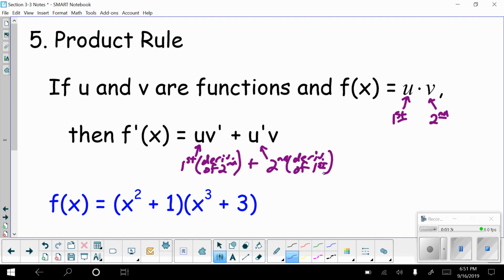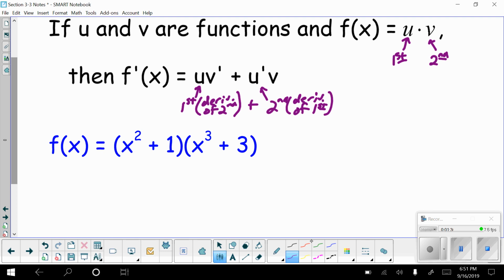Other people like to remember it in terms of these u's and v's. So in our example here, the x squared plus 1 would be the u, which is the first function, and the x cubed plus 3 would be the v, the second function, and those are the two things we're multiplying. Now, could I multiply that all out and get rid of my parentheses? Yes, but that's not always going to be possible for us. So this is not a rule that we're able to really work around and avoid.